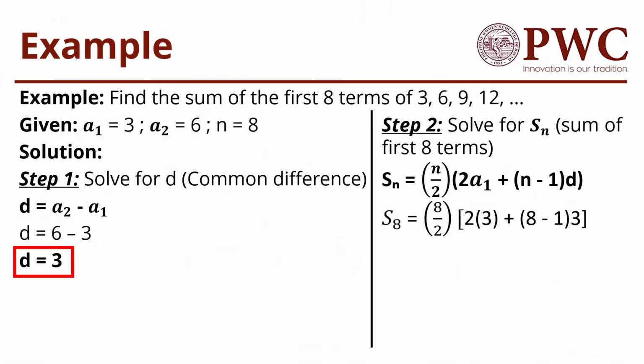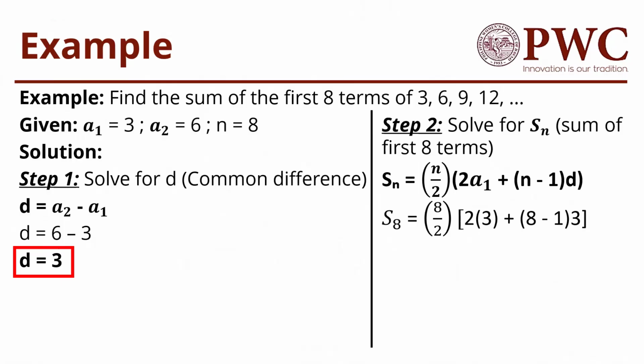Now, we all know that the value of n is 8, so we need to substitute all variables of n with 8, and then a sub 1 is 3, and our common difference is 3. Okay? So we have S sub 8 is equal to 8 over 2 times the quantity of 2 times 3 plus 8 minus 1 times 3.